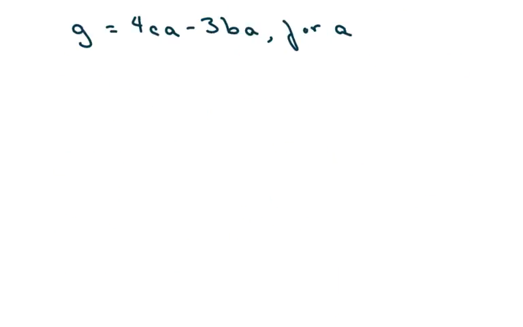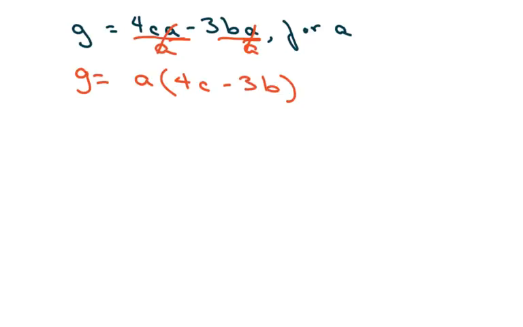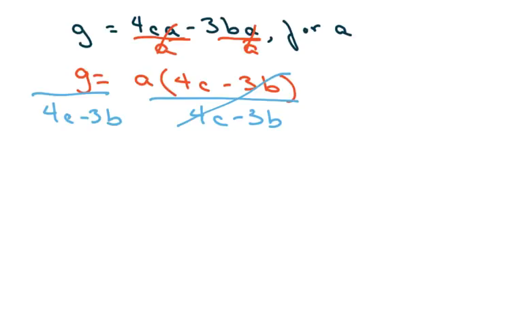Okay, the next one, it's pretty much set up for us. The a's are both on the right side here. So what I'm going to do is go ahead and factor out an a. That means we're dividing both sides by a. You cancel out the a's, we get 4c minus 3b. Then you divide both sides by 4c minus 3b. That equals 1, so it cancels, so we get a equals g over 4c minus 3b.